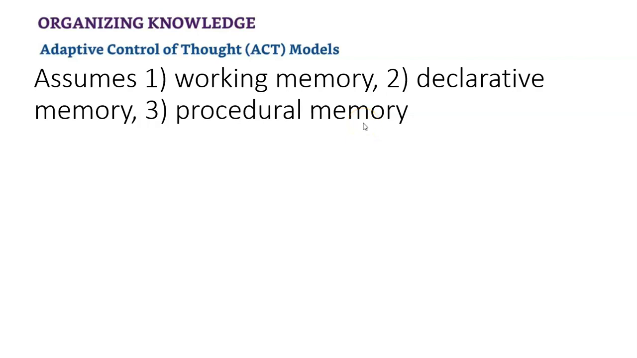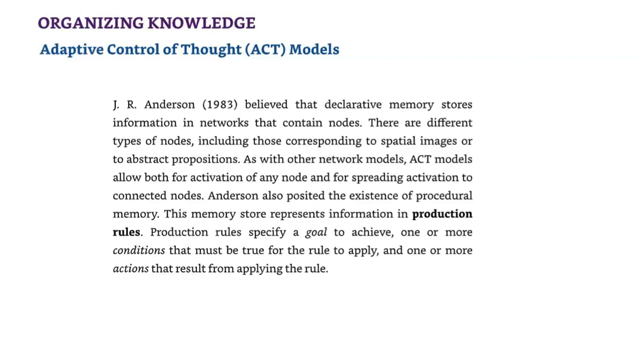Arrival to these network models is one that's more expansive and involves different sorts of memories, and that's the adaptive control of thought models, ACT, developed by Anderson, who had a very influential textbook, by the way. It assumes working memory, declarative memory, and procedural memory all exist, and it has a way of accounting for each of these. So Anderson believed that declarative memory stores information in networks that contain nodes. There are different types of nodes, etc.